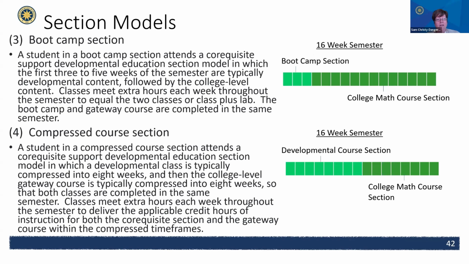And then that final piece, the compressed course section, very similar to the boot camp section, just a little more time may be spent on that developmental content, maybe about 8 weeks of developmental content and then 8 weeks of gateway math content. Classes meet extra hours each week throughout the semester to deliver the applicable credit hours of instruction for both the co-requisite section and the gateway course within the compressed time frame. So those are the 4 types that the board recognizes, and institutions can use those 4 types. They can use combinations thereof.